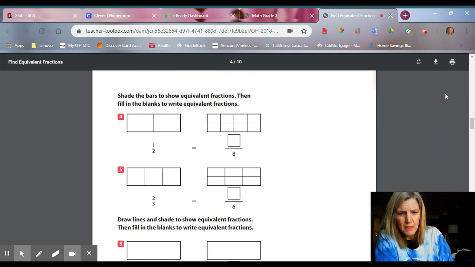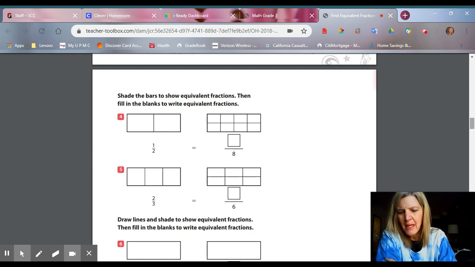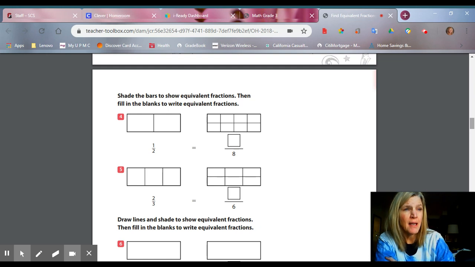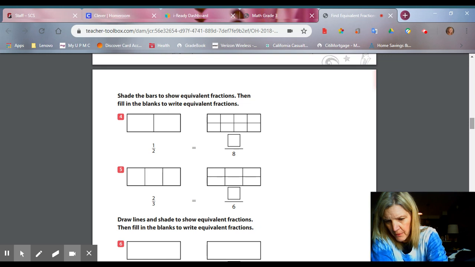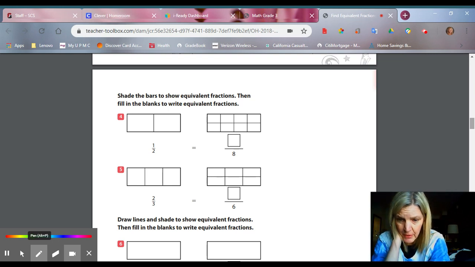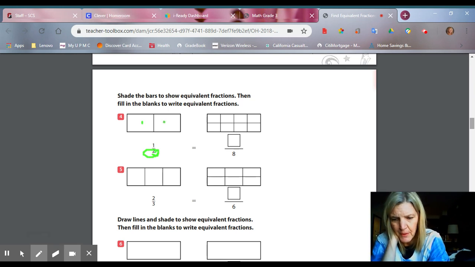So number 4, shade the bars to show equivalent fractions and fill in the blanks to write them. So they want to know 1/2 equals how many eighths. First, just check and make sure that they have their models correct. They're showing you a half. A half has how many equal parts? Exactly, 2 equal parts. The denominator shows you how many equal parts. So you should have 2 equal parts. 1, 2. You do have that.